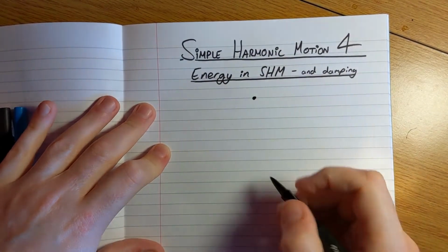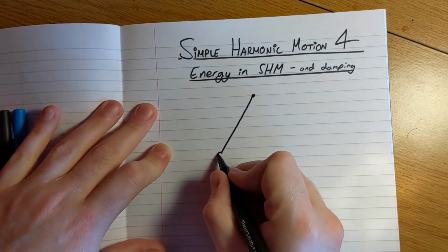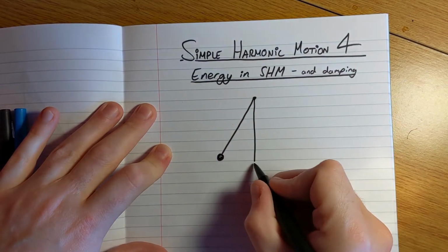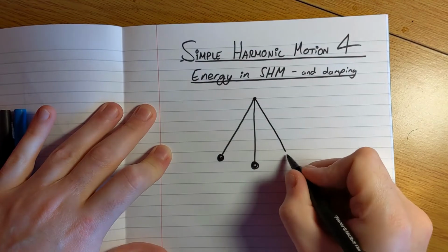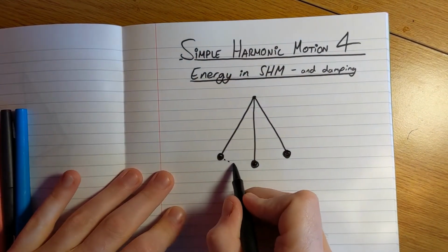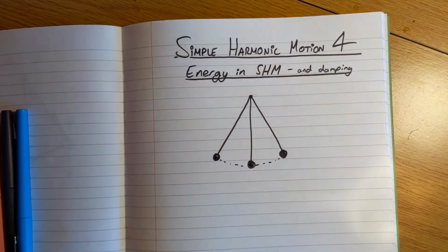So let's have it oscillating from there, and it goes from its maximum displacement here to its minimum displacement here, back to its maximum displacement in the other direction here. So it's vaguely symmetrical, and sort of following this path, backwards and forwards. And we're assuming no energy losses so far.